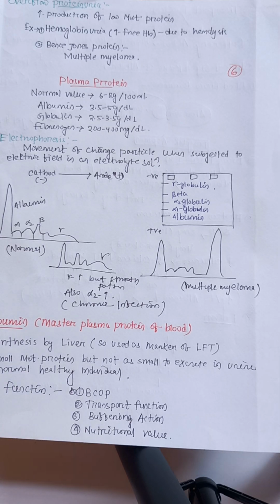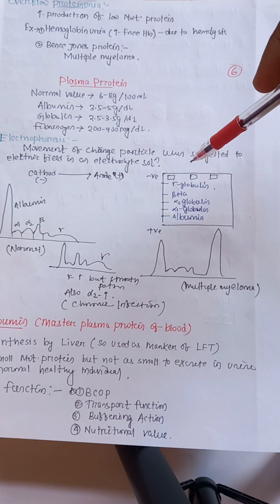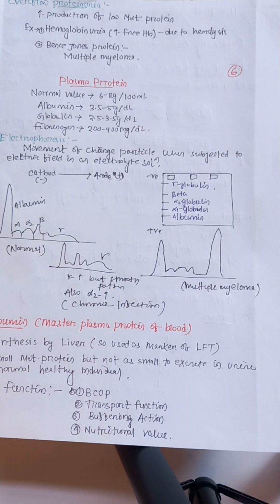Okay, then next, see what the plasma proteins are, one of the important and very interesting topics. The normal value of plasma protein is 6 to 8 gram per deciliter, and albumin is 3 to 5 gram, whereas globulin is 2.5 to 3.5, and fibrinogen is 200 to 400 milligram per deciliter. Okay, these are the major plasma proteins. In the electrophoretic pattern, mostly albumin, alpha 1, alpha 2, then beta, then gamma globulins come.